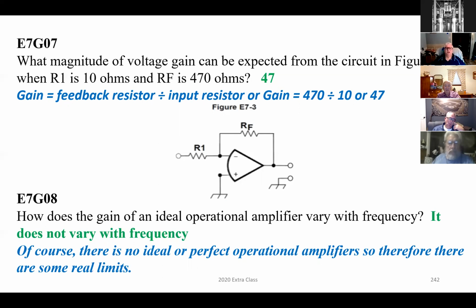Okay, how does the gain of an ideal operational amplifier vary with frequency? It does not vary with frequency. Of course, there is no ideal or perfect operational amplifier, so therefore there are some real limits. Yeah, the closer to an ideal operational amplifier, the more expensive that part becomes.